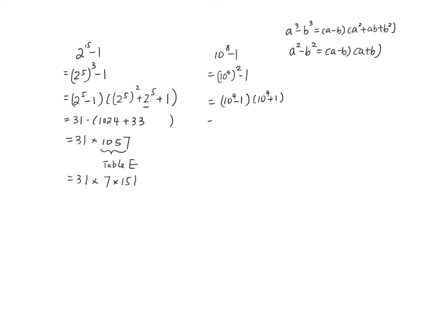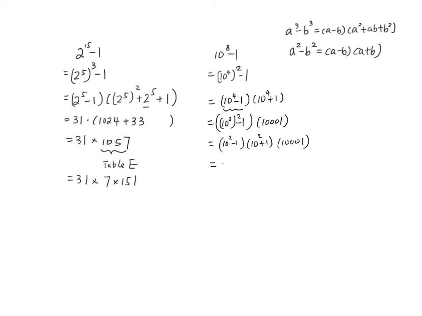And now 10 to the 4th minus 1 can be factored further as 10 squared, squared, minus 1. Think of this as 10 squared, squared, minus 1. This is going to be 10,001. 10 to the 4th is 10,000. Now, 10 squared squared minus 1, which is 100 squared minus 1, you're going to get 10 squared minus 1 times 10 squared plus 1, and then 10,001.